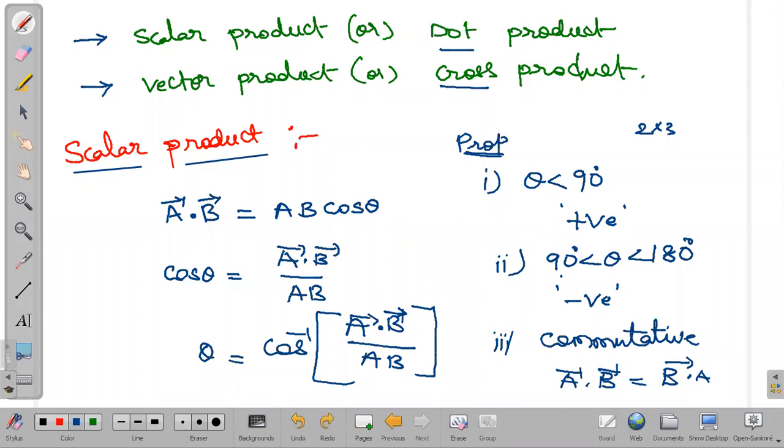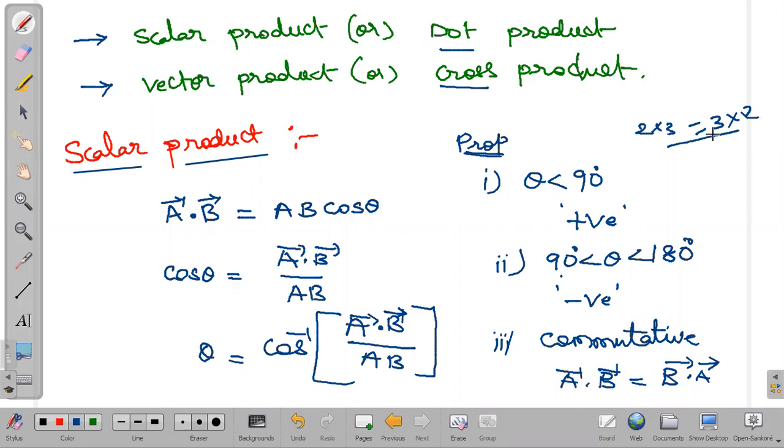Now, 2 into 3 and 3 into 2 will be equal in general. This is algebraic multiplication, so 2 into 3 equals 3 into 2. This is not true in case of vector product, but it is true in case of scalar product. That means it may not come the same when we study the vector product.